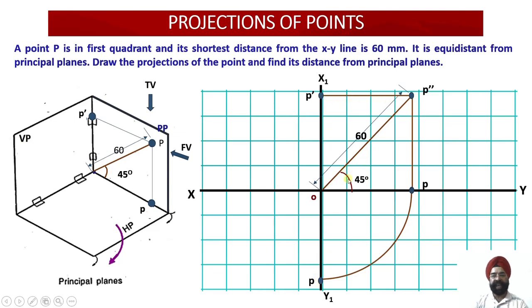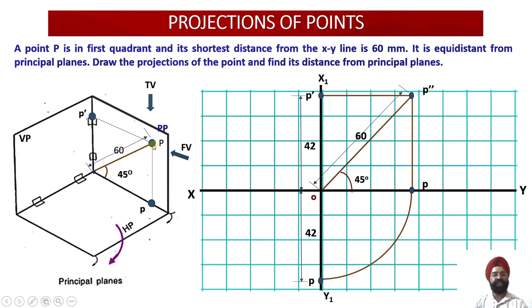So now since this angle was 45 degree, I am going to measure the distances. So 60 cos 45 and 60 sin 45 are going to remain the same. So this distance I have measured as 42 mm and this distance I have again measured as 42 mm. So it has proved the point that this is a point which is equidistant from the principal planes HP and VP. So the distance of the point from HP is this much, just see, and the distance of the point from VP is also 42 mm.